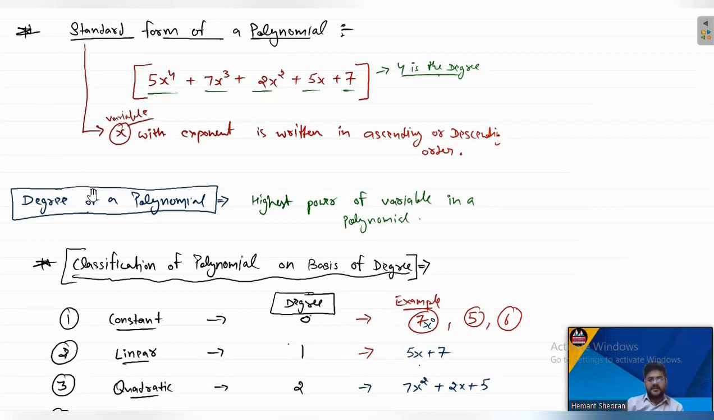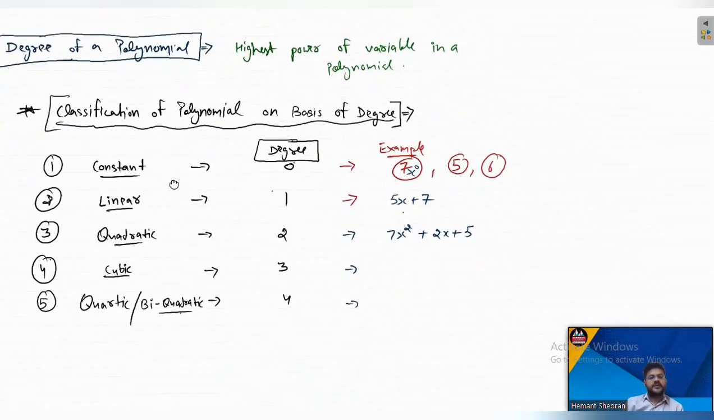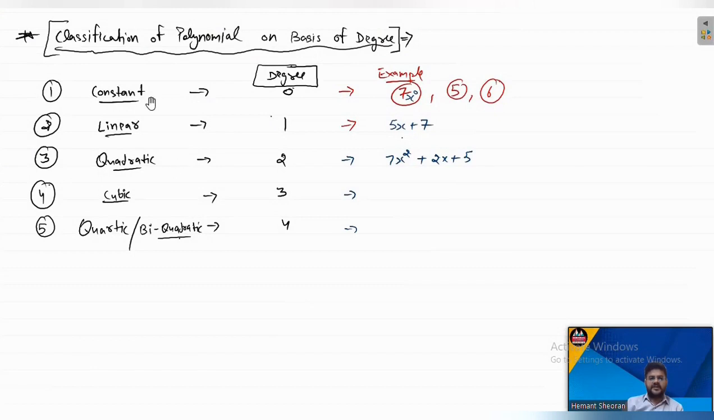And then we discussed the degree of a polynomial. The degree of a polynomial means the highest power of the variable in the polynomial. Just remember, highest power of the variable only, okay? You have to focus on the variable's power only, not on the constant's power. Then on the basis of this, we did the naming as well.